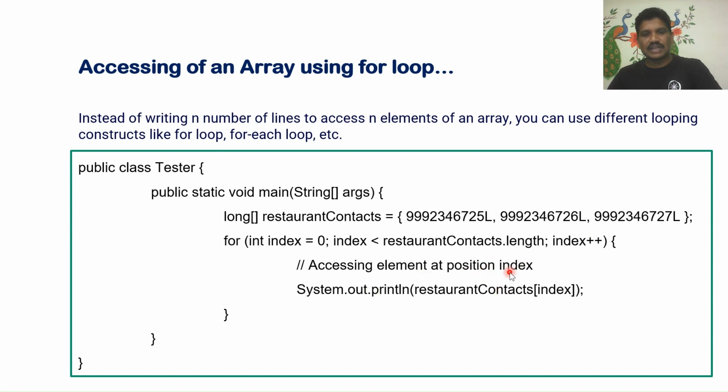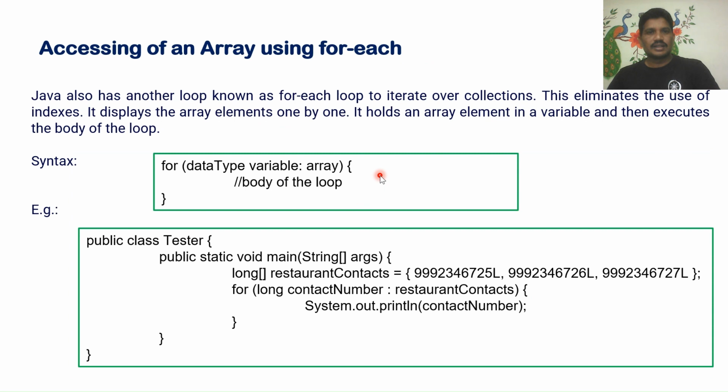Here each and every element is accessed by using the index, restaurantContacts[index], which means that all elements will be displayed. This is the way we can access all the elements from the array using the for loop. Then another way to access array elements is by using the for each statement. Java also has another loop known as the for each loop to iterate over collections.